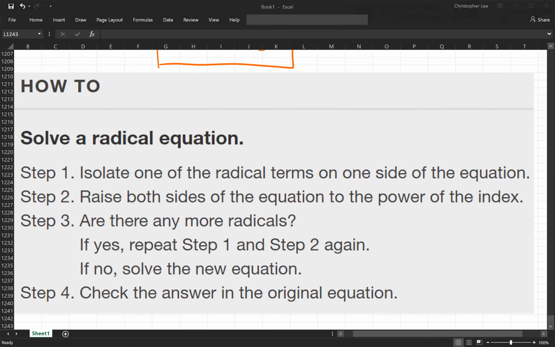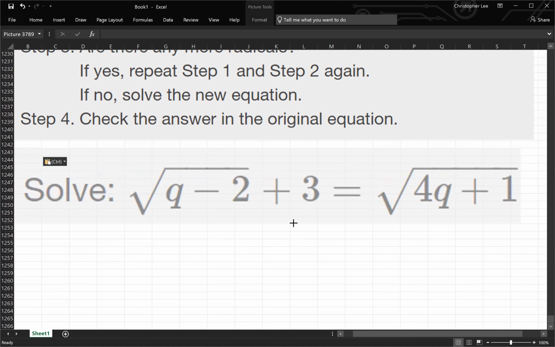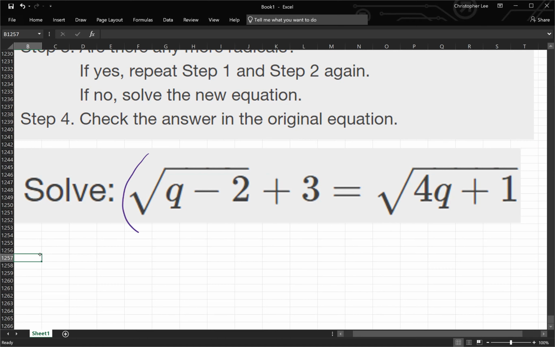Let me do just one more for y'all, and then we could call it at that. All right. So real quick, last example. We're gonna have some Q's in this, right? So I want to solve the square root of Q minus 2 plus 3 is equal to the square root of 4Q plus 1, right? The more complicated radical is already isolated, right? So what am I gonna do? I'm just gonna square both sides of this, right? When I do that, what do I have?